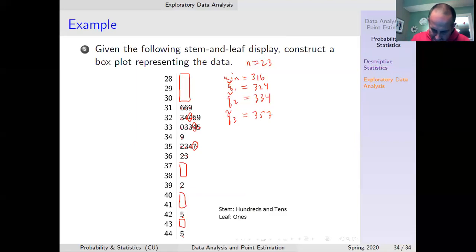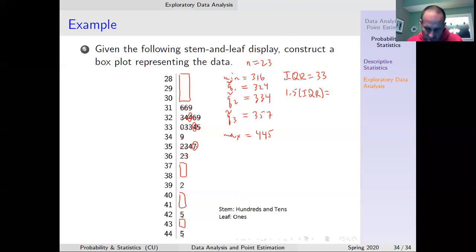Of course, the maximum value is equal to 445. And what is our IQR? Well, that's Q3 tilde minus Q1 tilde, which is 33. And what's 1.5 IQR?